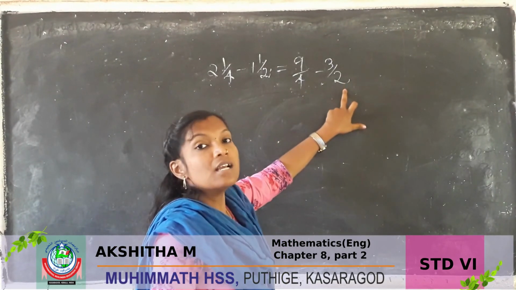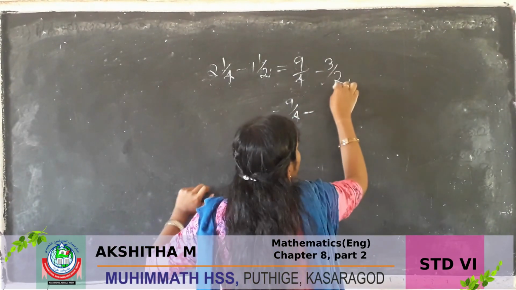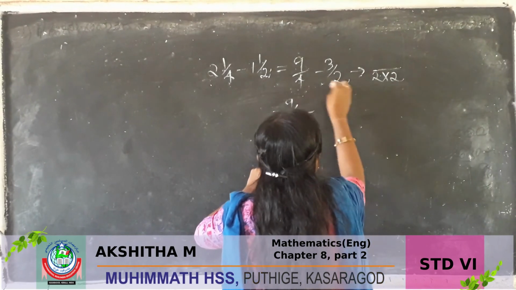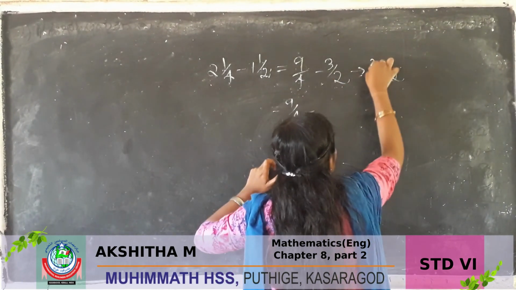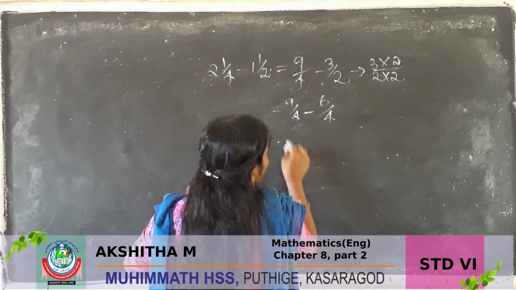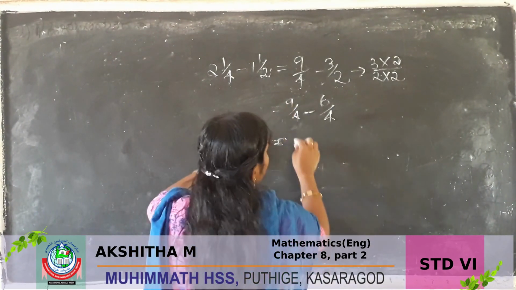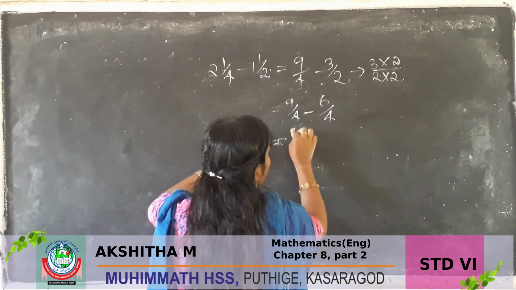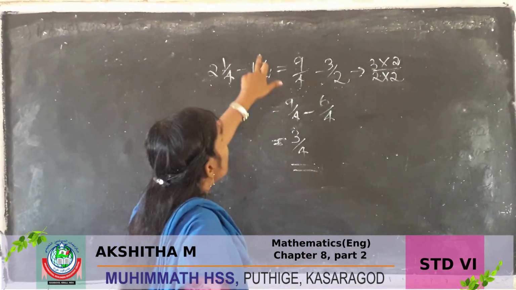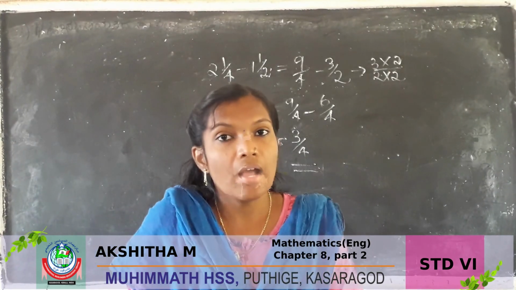So first we have to make the denominator same. So 9 by 4 minus 3 by 2, we can write 2 into 2, 4. Again we have to multiply by the same number, 3 into 2, 6. 6 by 4. 9 by 4 minus 6 by 4 is 3 by 4. So we got here answer: 2 1 by 4 minus 1 1 by 2 is 3 by 4. Like this we can find out the answer.